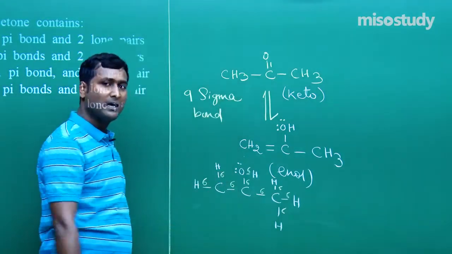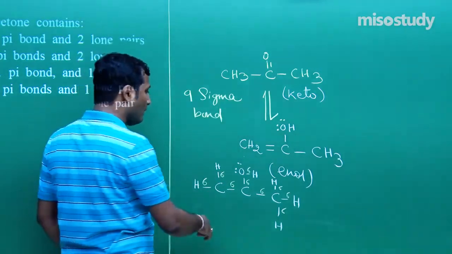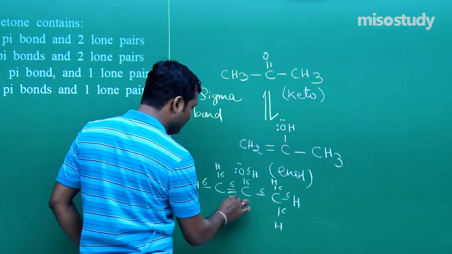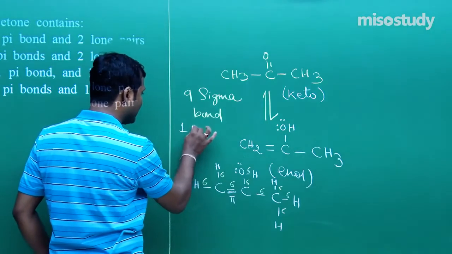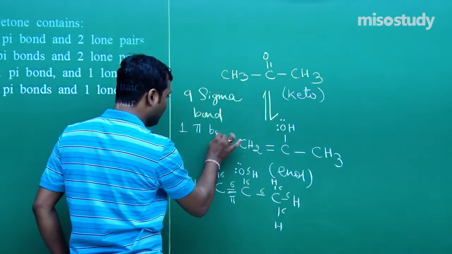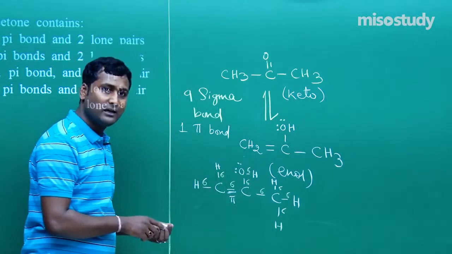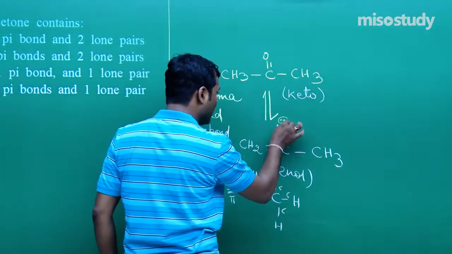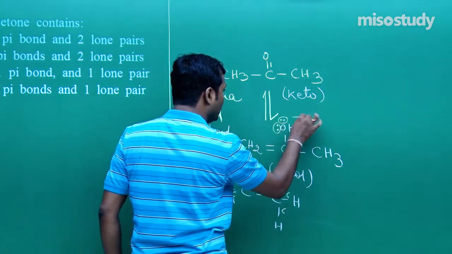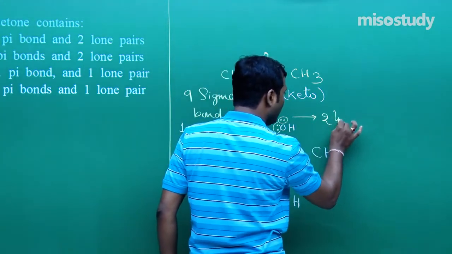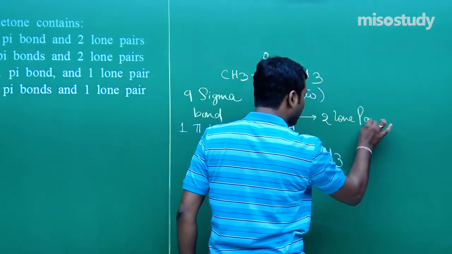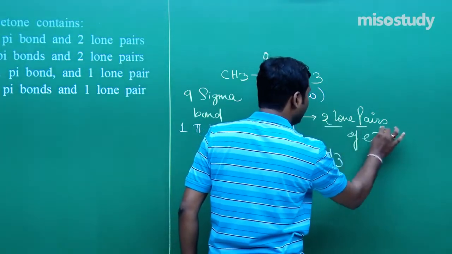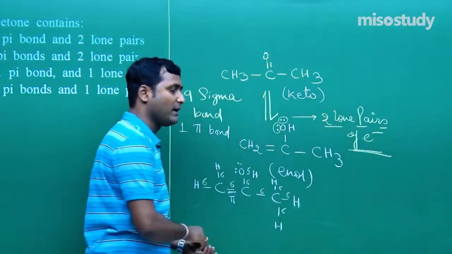Clear to you? 9 sigma bonds. Now what is the pi bond? Here in CH2, that is 1 pi bond. We can write here 1 pi bond. Clear? Now the number of lone pairs of electrons, tell me sir. In this case 1 and 1, that is 2 lone pairs of electrons. What I'm telling is that in this case there are 2 lone pairs of electrons.